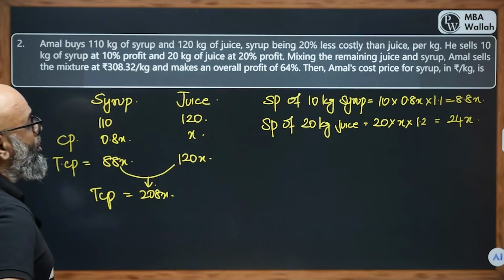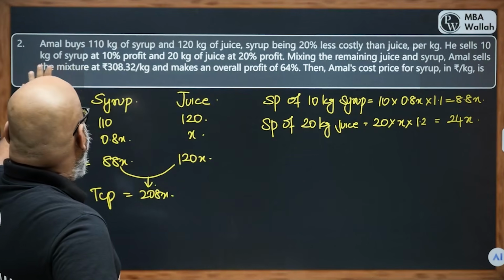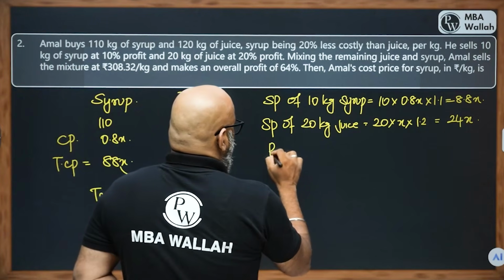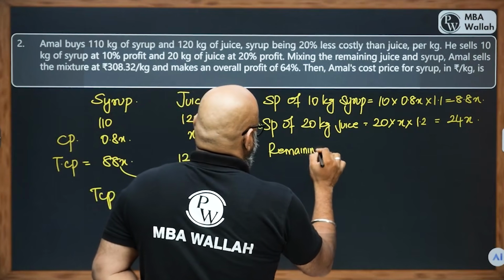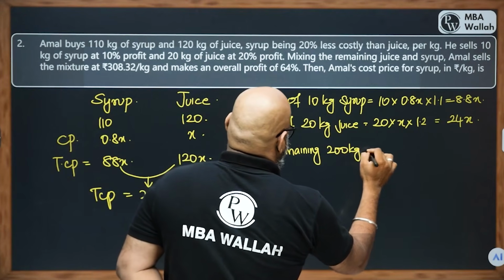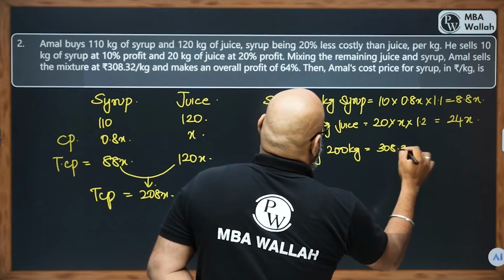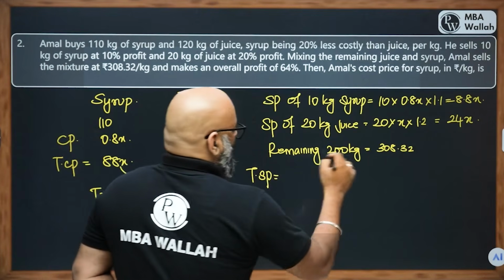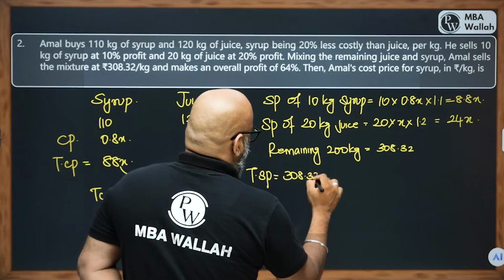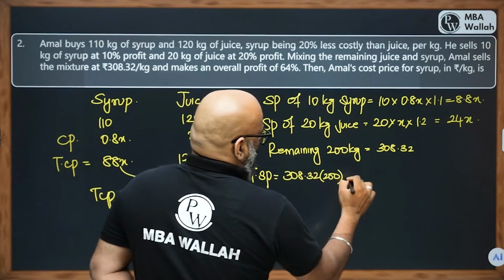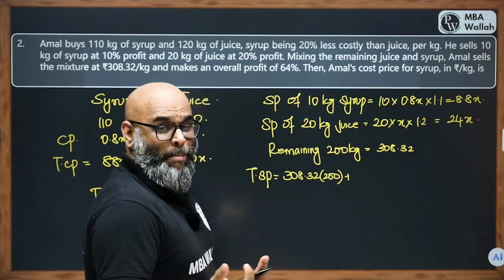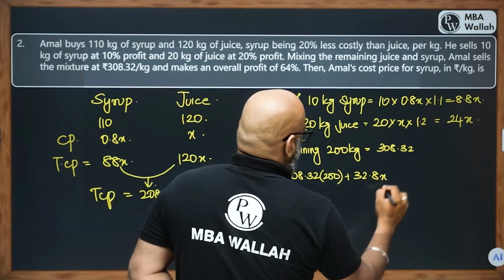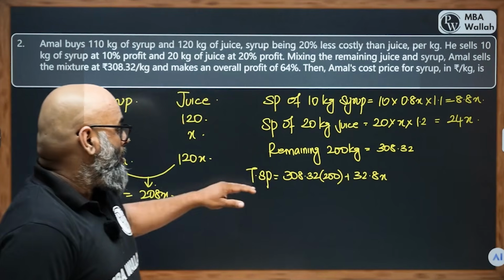And the remaining mixture, the remaining juice and syrup, is sold at 308.32 per kg for the mixture, which means the remaining 200 kg is sold at 308.32. So total selling price will be 308.32 into 200 plus this, and this will also be our selling prices. So 24 plus 8.8 will be 32.8x. It is said that this is my total selling price.